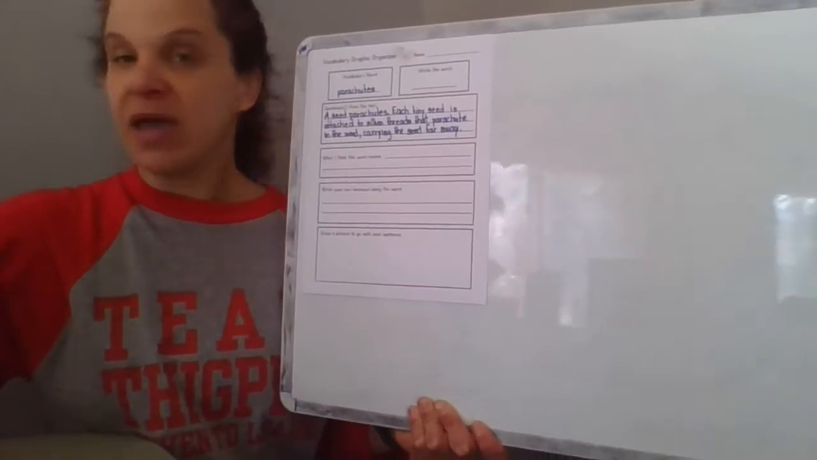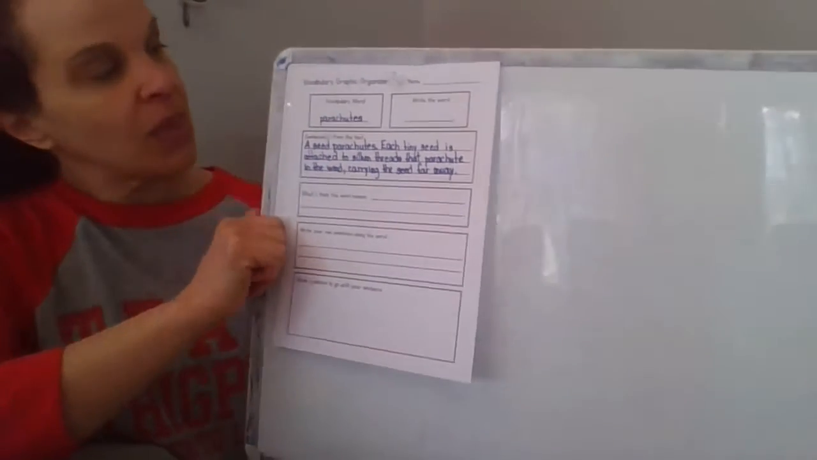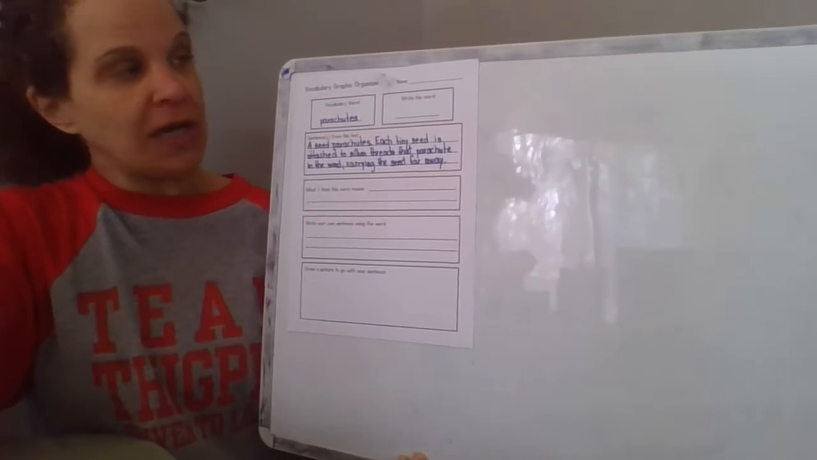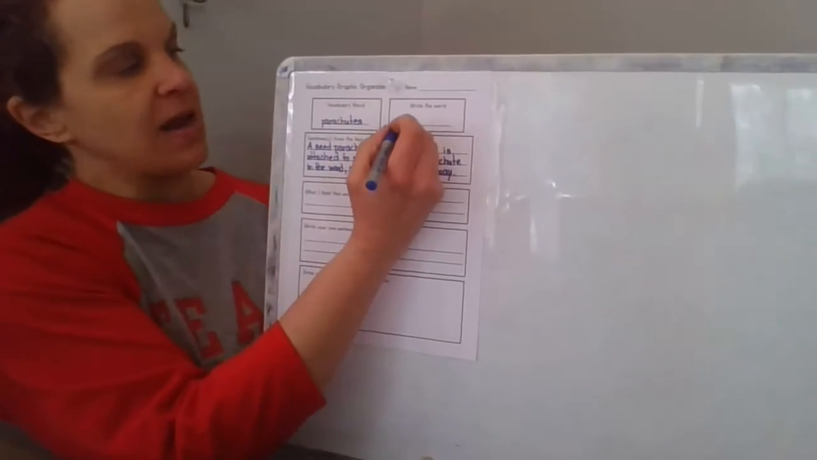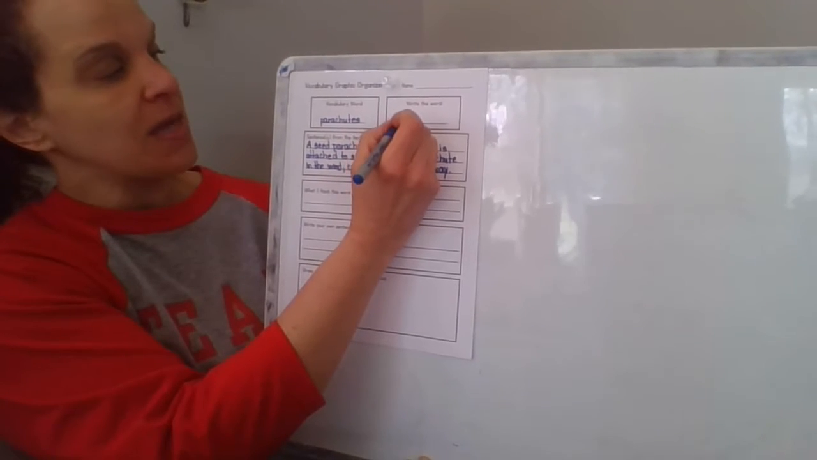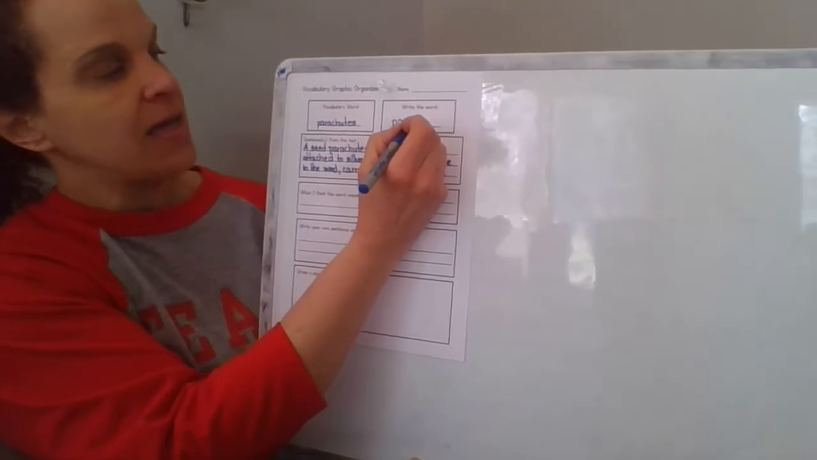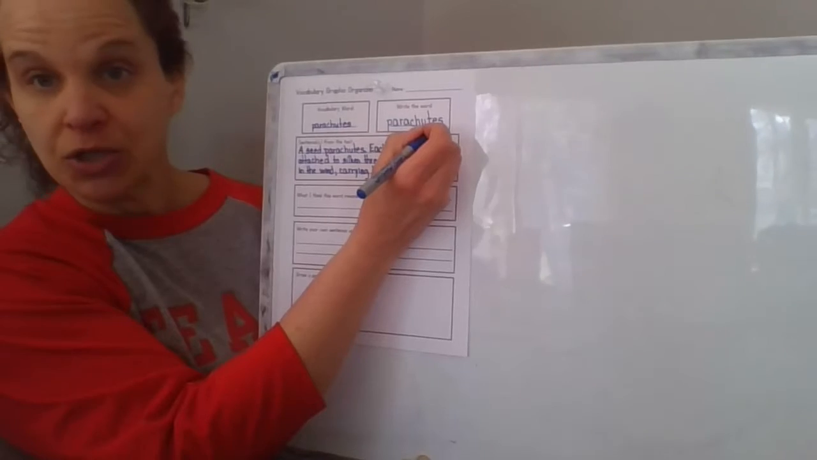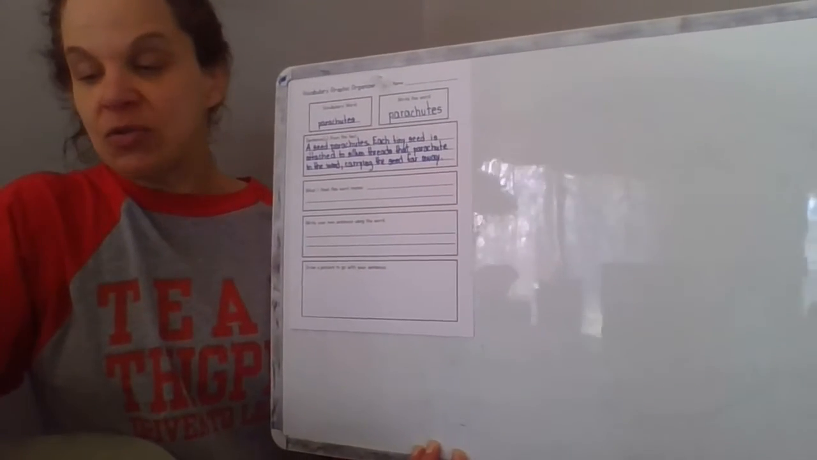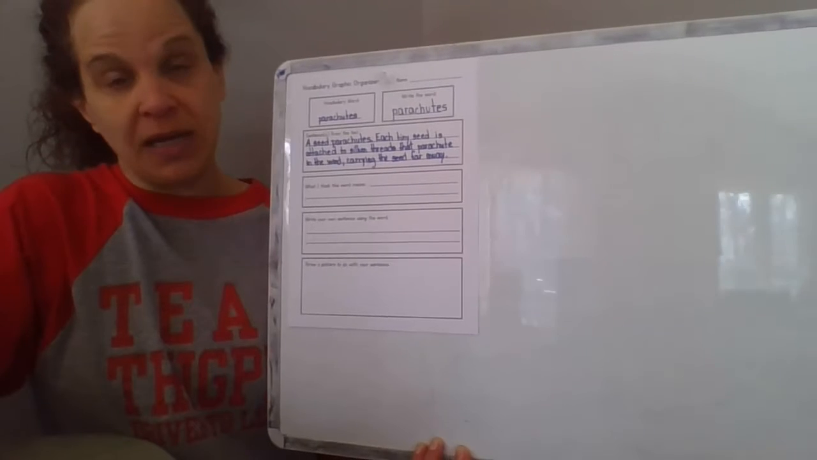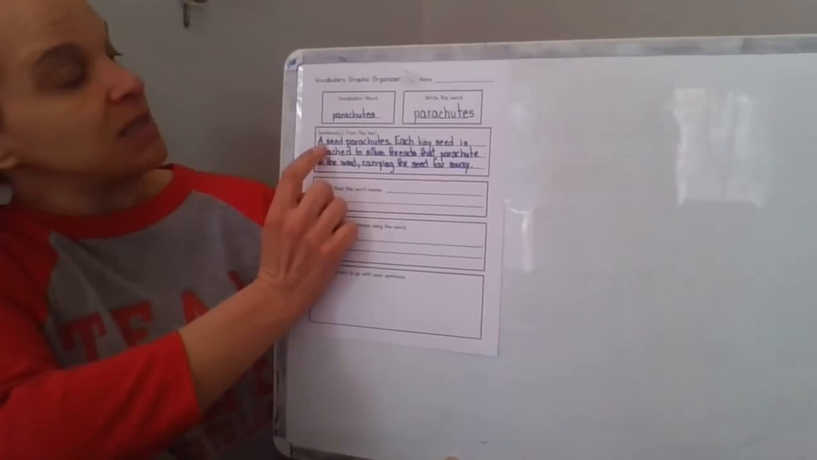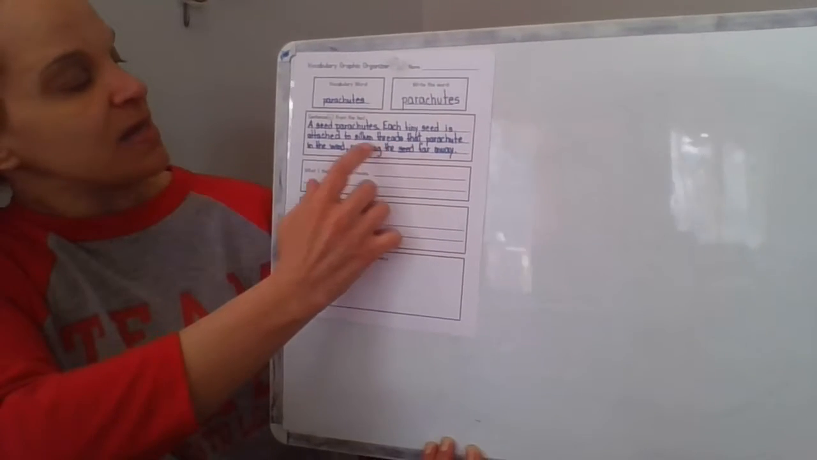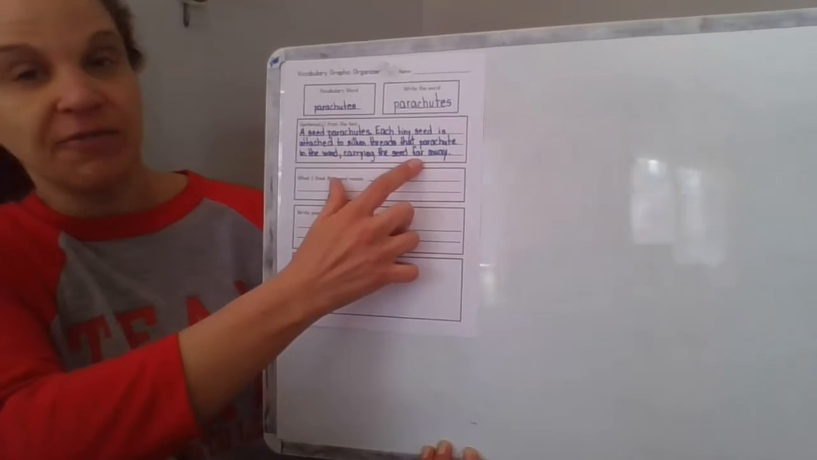Right. So now that I'm back at my vocabulary page, I'm going to take a look. So it gives me the word parachute. Then it asks me to write the word again. So on that line, I'm going to practice spelling P-A-R-A-C-H-U-T-E-S, parachutes. Then we've given you the sentence or sentences that the word appeared in the book. So here again it reads, a seed parachutes. Each tiny seed is attached to silken threads that parachute in the wind, carrying the seed far away.